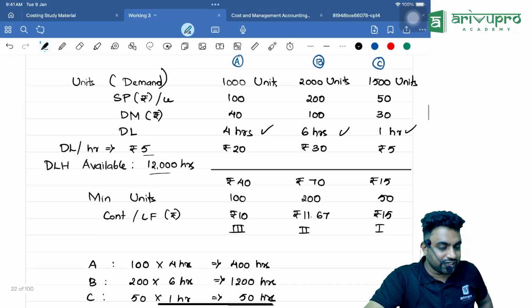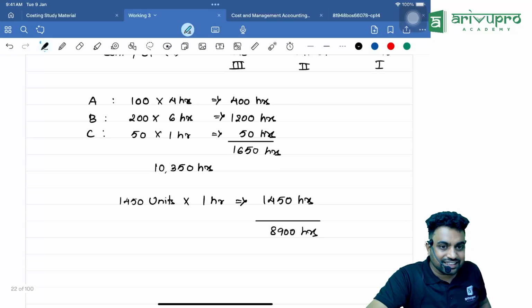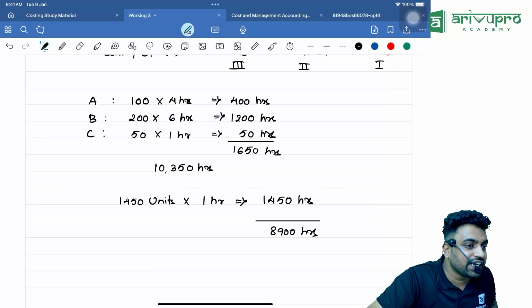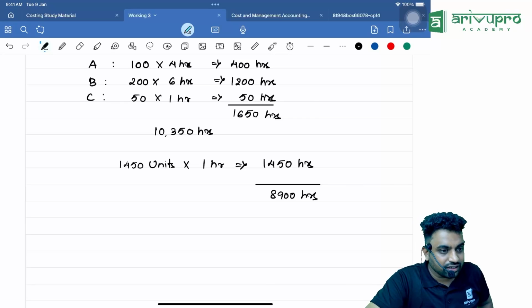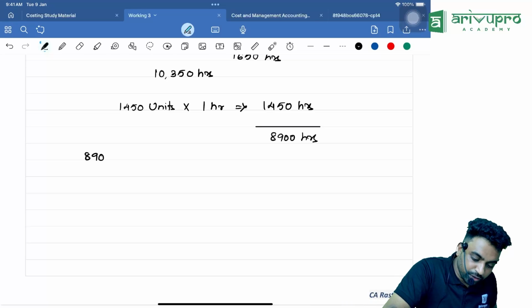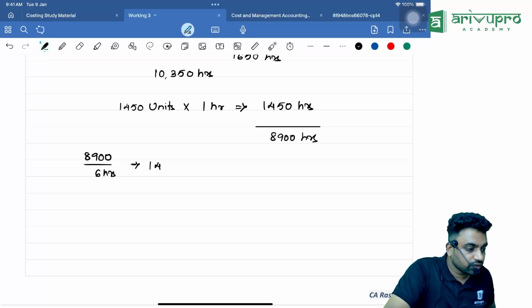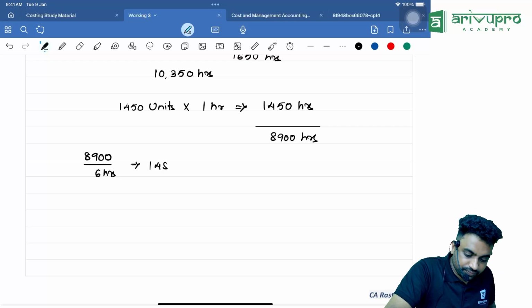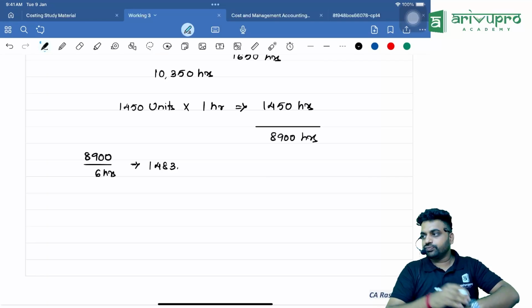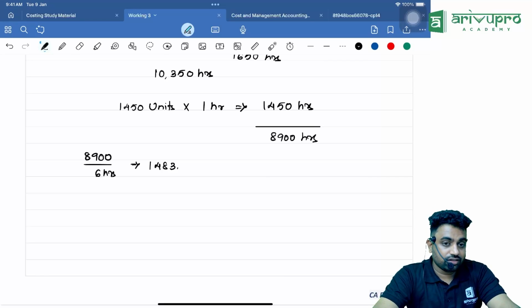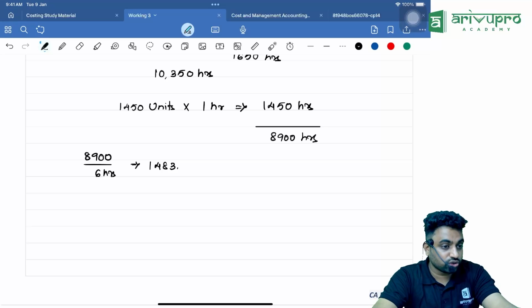Already we produced 200 units, which means 1,800 units chance is there. But check whether you have enough hours for 1,800 or not. 1,800 into 6 is 10,000, which means you can't produce so many units. So let's calculate how many units we can produce max to max. 8,900 divided by 6 hours is 83 with 0.33, you can't produce. But again, 0.33 means 2 hours. In that C, you can produce 2 more units, but you can't, because C maximum you produced.